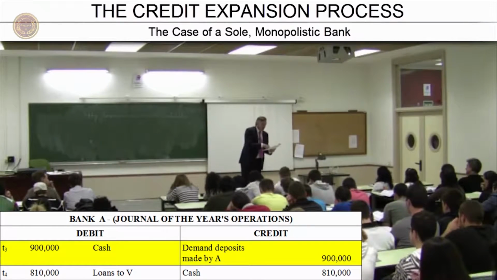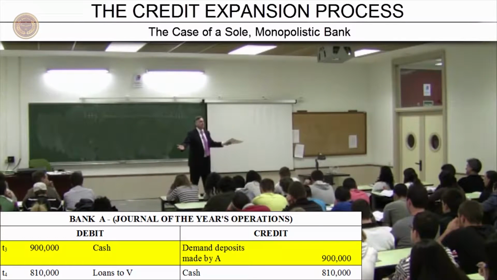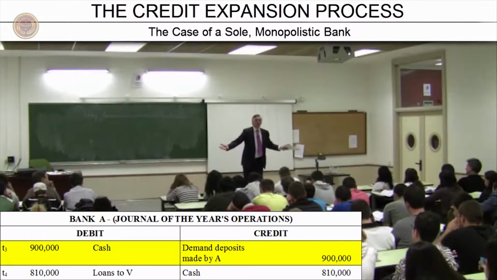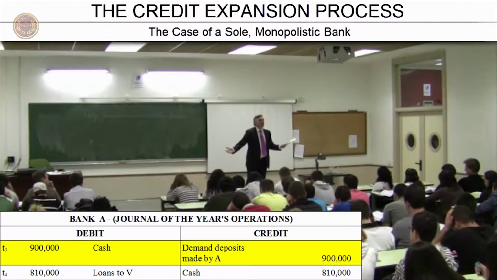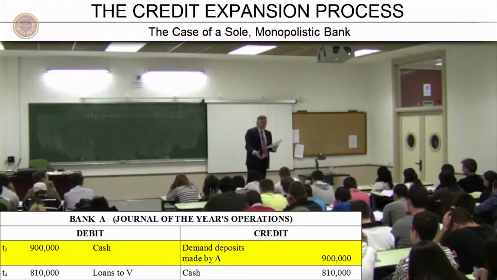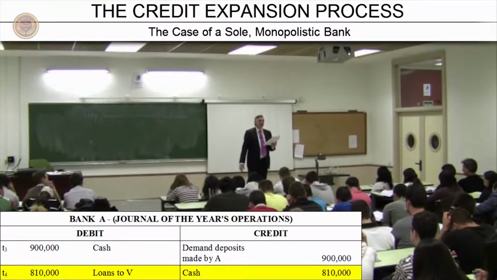The entry made is 900,000 cash. Demand deposits made by A, 900,000. The bankers say, what are we going to do with 900,000? We will appropriate 90% of 900,000, leave 10%, 90,000, in the vault and loan out the rest, 810,000.